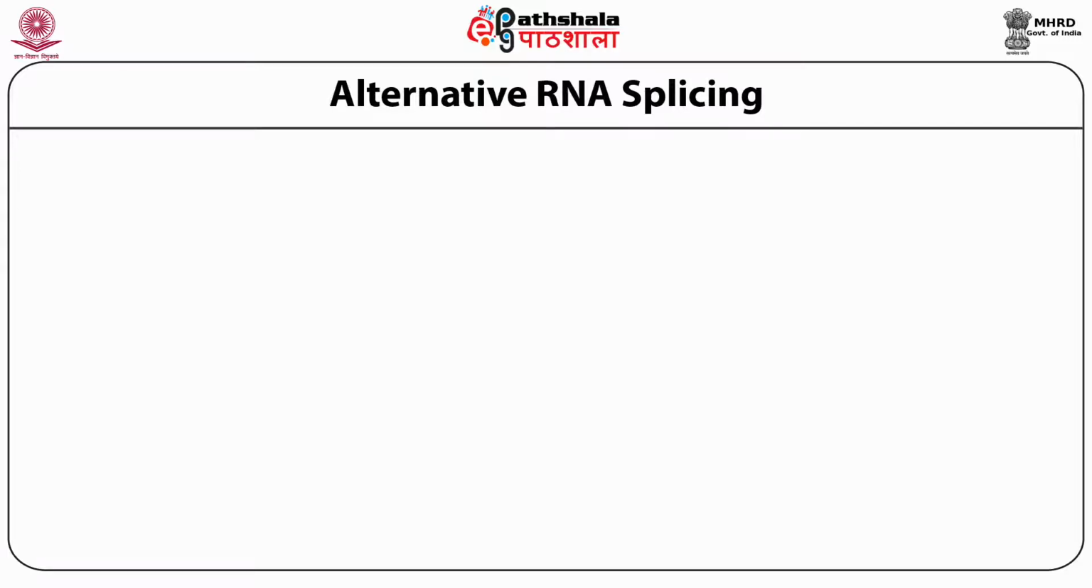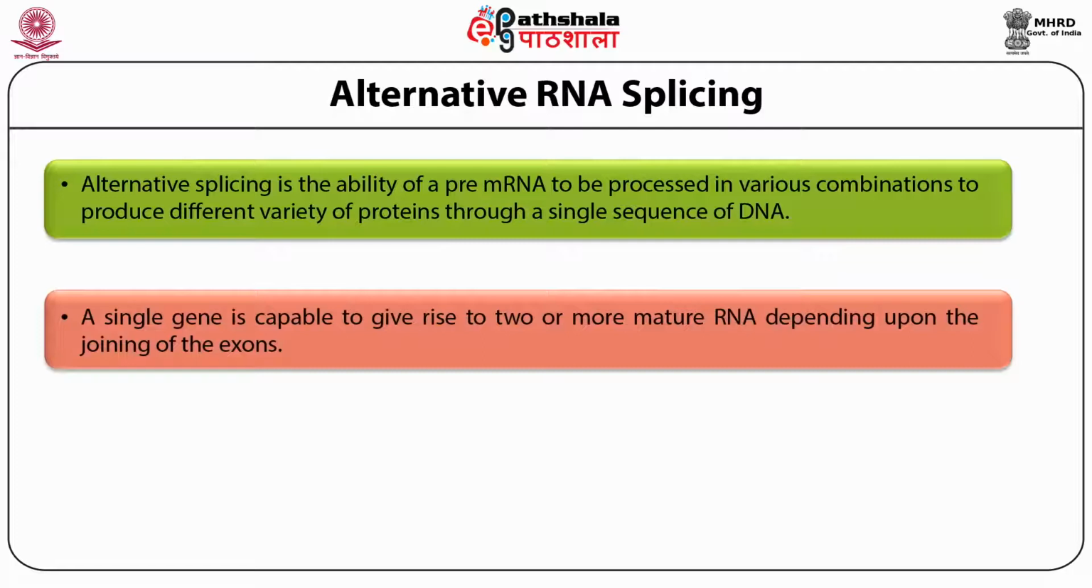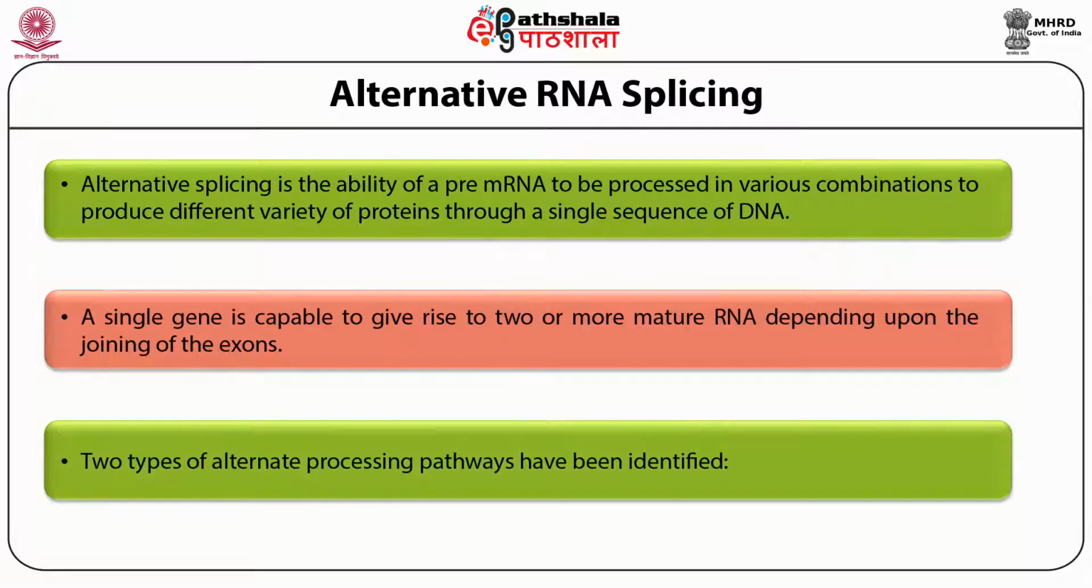Alternative RNA splicing. Alternative splicing is the ability of pre-mRNA to be processed in various combinations to produce a variety of proteins through a single sequence of DNA. A single gene is capable of giving rise to 2 or more mature RNAs depending upon the joining of the exons. 2 types of alternate processing pathways have been identified.